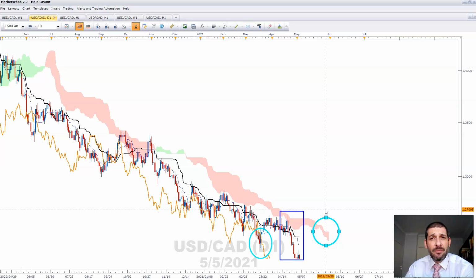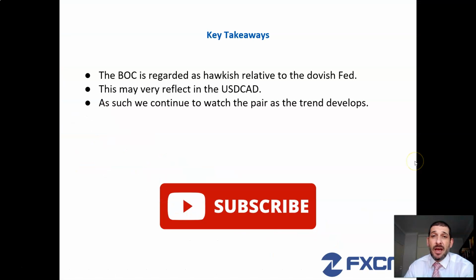Let's just end off with some key takeaways. So as we've seen, the Bank of Canada is regarded as hawkish relative to the dovish Fed, and this is most likely to reflect in the US dollar Canadian pairing. And as such, we continue to watch the pair as the trend develops.